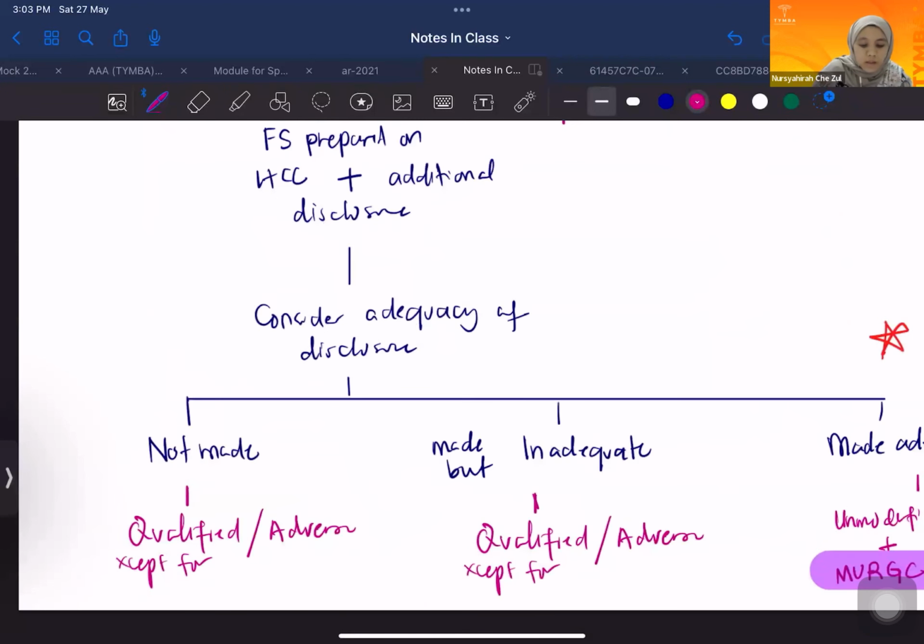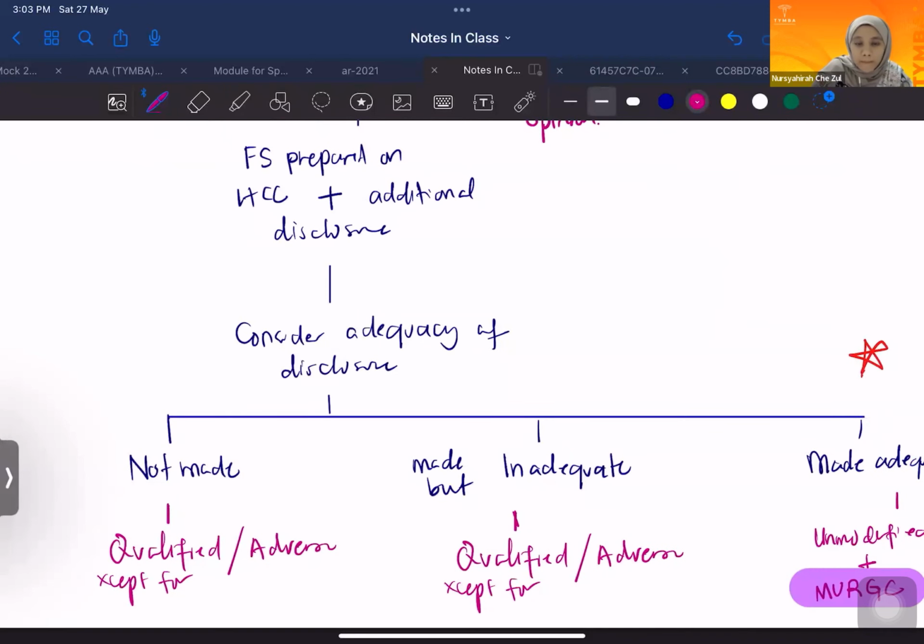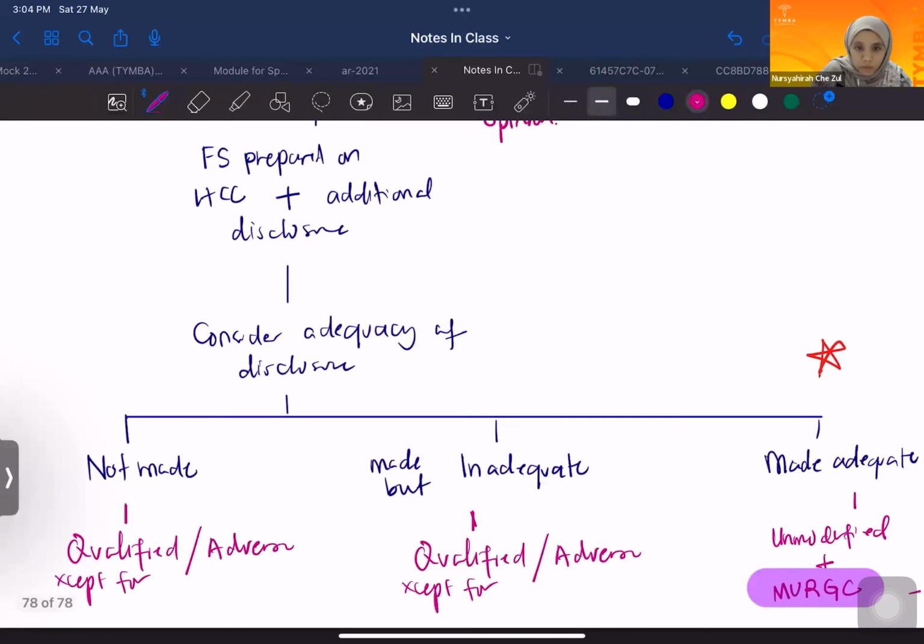We go to the first one. Let's say disclosure is not made at all. I repeat, disclosure is not made at all. So is auditor happy? No lah. So up to you, up to the partner. How severe is the non-disclosure? If not so severe, then auditor will issue qualified except for opinion. If the disclosure required is serious, is severe, but client did not disclose, then auditor will issue adverse opinion.